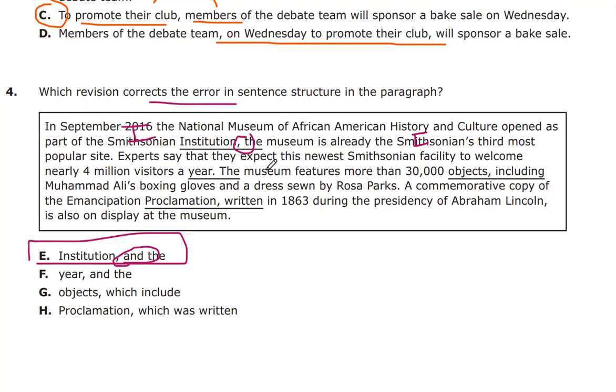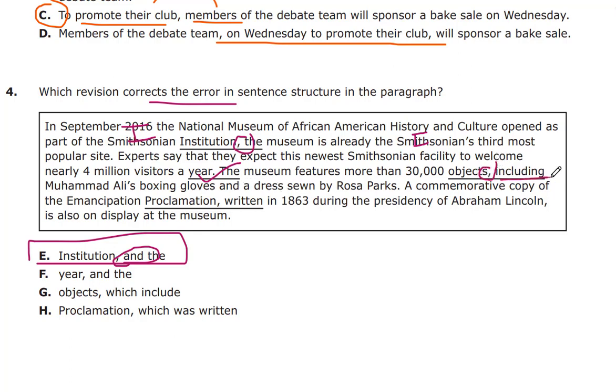Let's just check why. Experts say that they expect the Smithsonian facility to welcome nearly 4 million visitors a year, period. That's a sentence. That should have a period. The museum features, so we're going to the next sentence. That is okay. The museum features more than 30,000 objects, comma, including Muhammad Ali's boxing gloves.